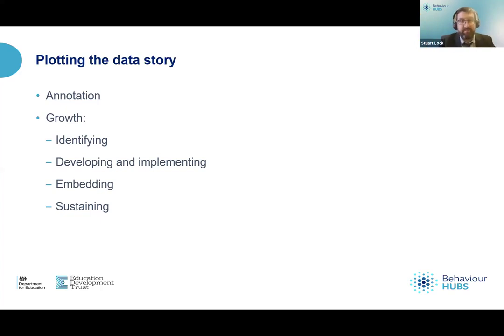Embedding. Leaders have successfully introduced systems and practices which staff, pupils, and other stakeholders are following and implementing. At this stage, a launch has taken place. Implementation is underway. Monitoring is securing feedback on performance to refine practice.